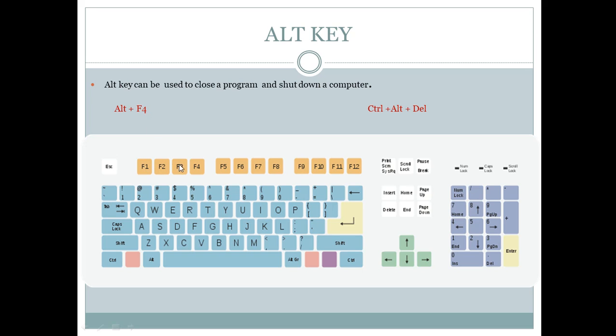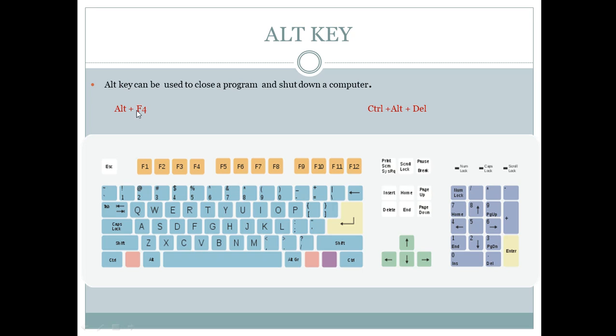You can see here in this picture of the keyboard there are keys which are marked as F1, F2, F3, F4, F5 and so on till F12. These are known as function keys. There are 12 function keys on the keyboard. So this F4 is what? The function key. This is the function key F4.